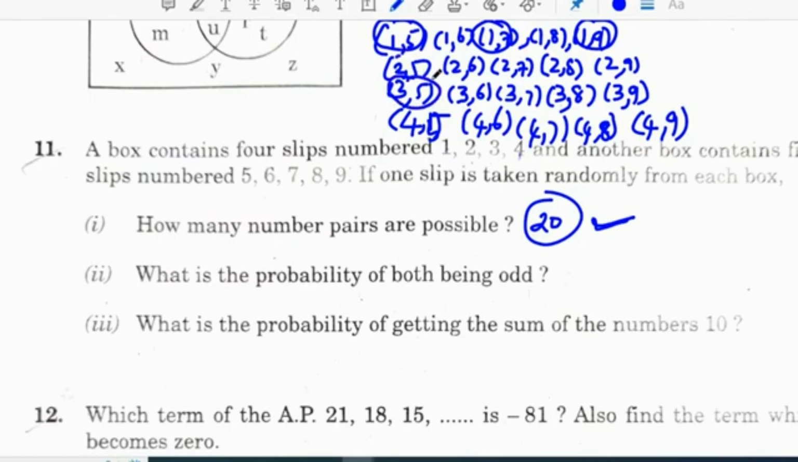So 3 5 is odd, 3 7 is odd, 3 9 is odd. So the correct option is 6 by 20, which is nothing but 3 by 10. So the probability of both being odd is 6 by 20 or 3 by 10.